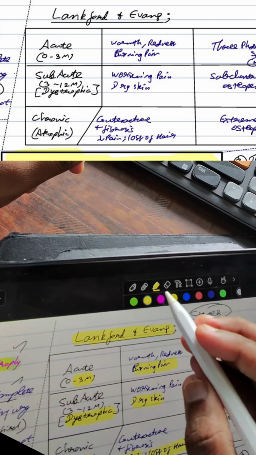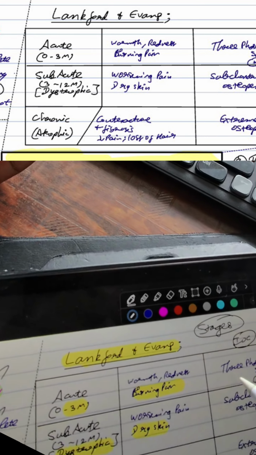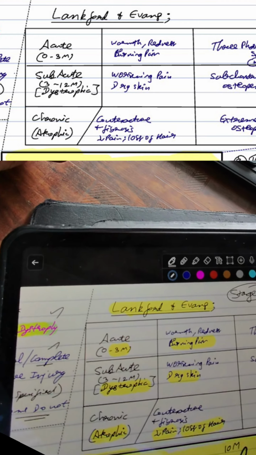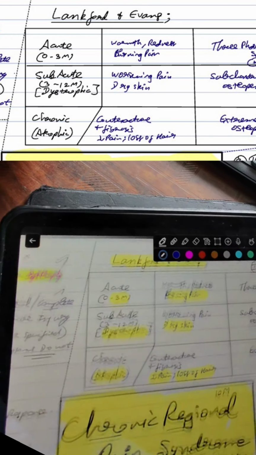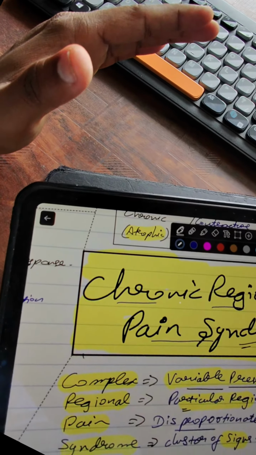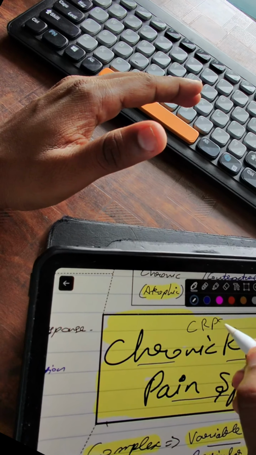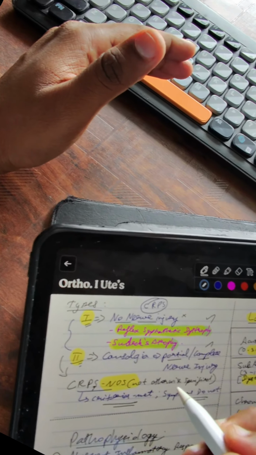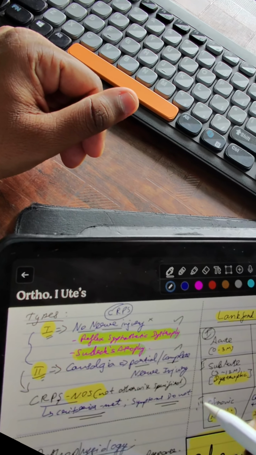In the acute stage, the most important investigation of choice or the identifying key point is that the three-phase bone scan will be positive. In the subacute stage, there is subchondral osteopenia. In chronic cases, extreme osteopenia. So now we have seen the breakdown of complex regional pain syndrome, also called CRPS. We have seen the types, that is type 1, type 2 and not otherwise specified, and we have the stages as acute, subacute and chronic.